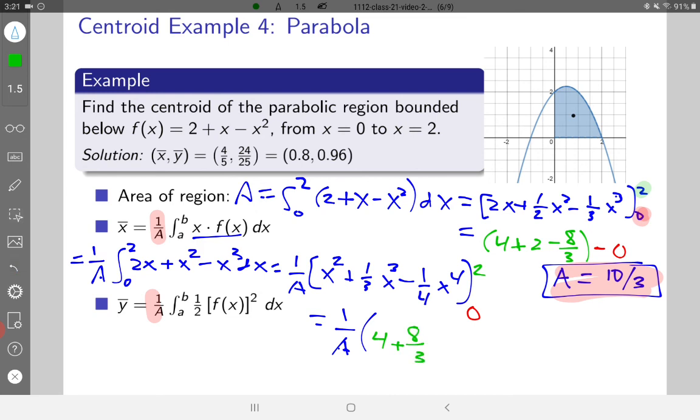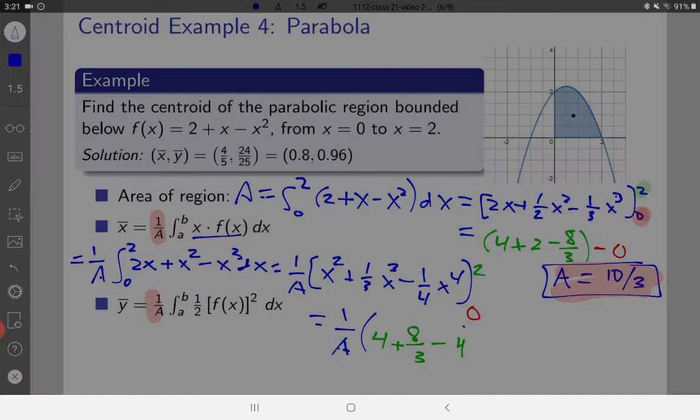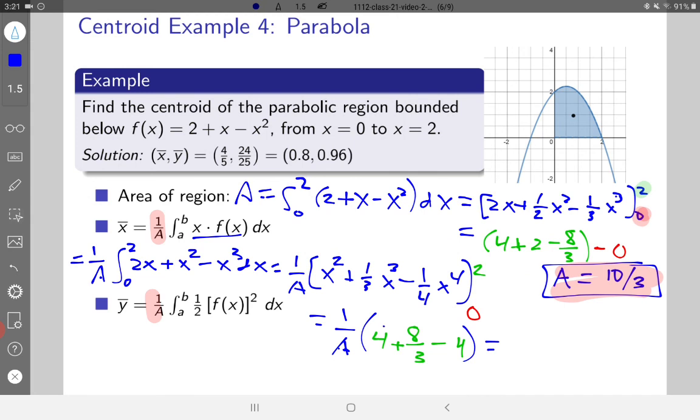2 to the 4th is 16. 16 over 4 is 4. So after all that, I get 4 minus 4, those disappear. So I get 8 thirds. Remember, 1 over a was 10 thirds. All that times 8 thirds.